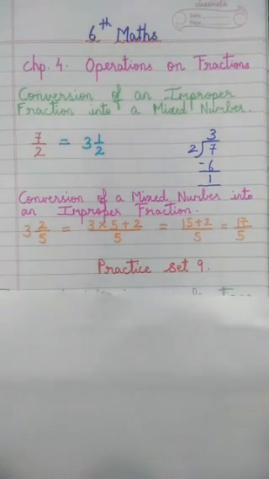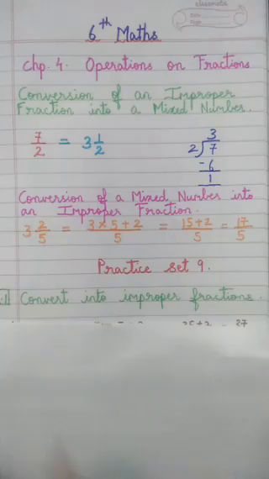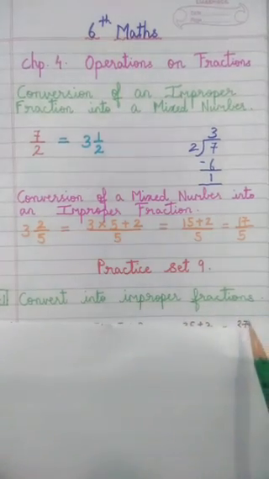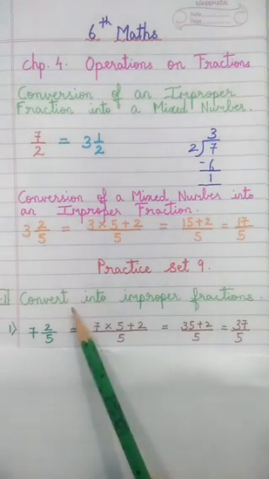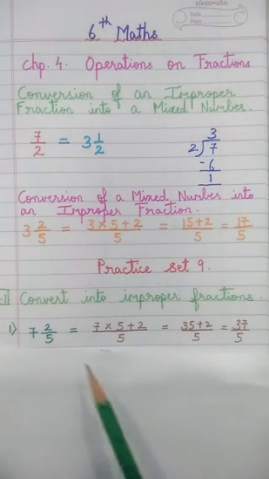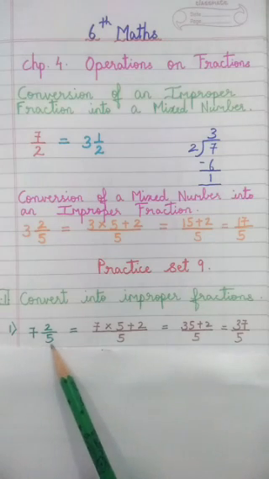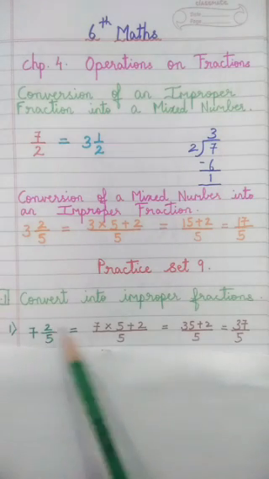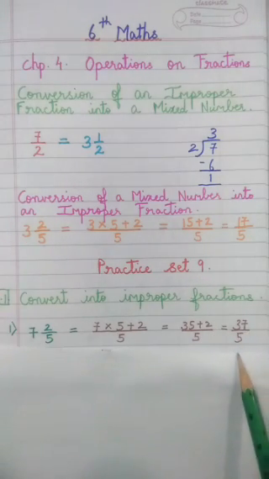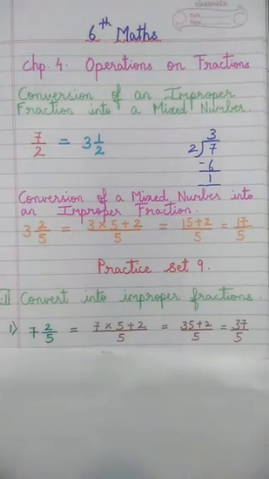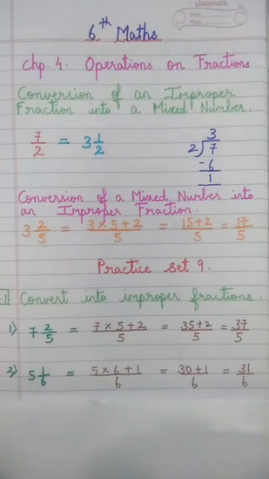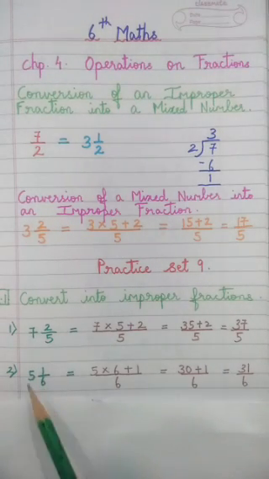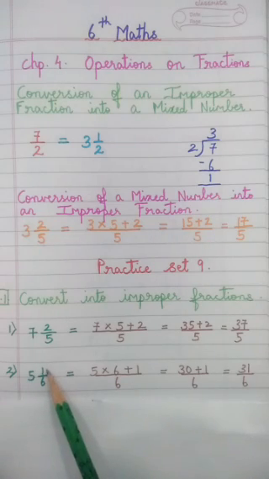So moving on to our Practice Set 9. Question number 1. Convert into improper fractions. First one, 7 2 upon 5 is a mixed number and we have to convert it into an improper fraction. So we multiply, 7 5s are 35, and we add 2, 35 plus 2 is 37 upon 5. Do not forget to write the denominator. Second sum, 5 1 upon 6, 5 into 6 is 30 plus 1, 31 upon 6 is your answer.